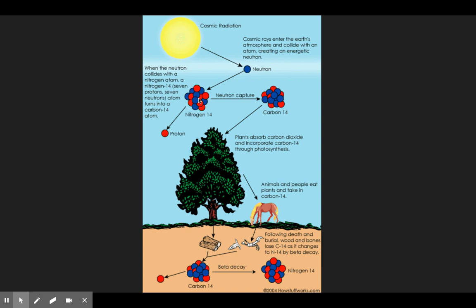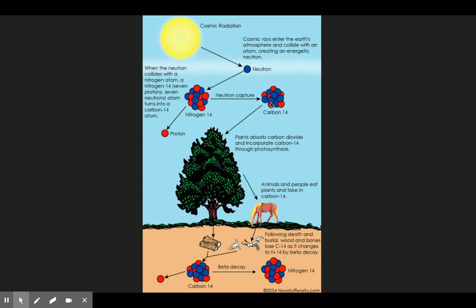This nitrogen atom is called nitrogen-14, which has 7 protons and 7 neutrons, making it a very stable atom. During the collision, the atom loses a proton, but it also receives a neutron, making it carbon-14, which has 6 protons and 8 neutrons. Since the number of protons and neutrons within the atom is very unbalanced, carbon-14 is very unstable. Therefore, it is very radioactive.